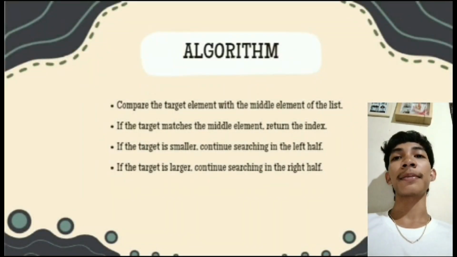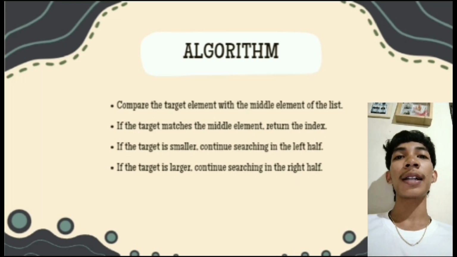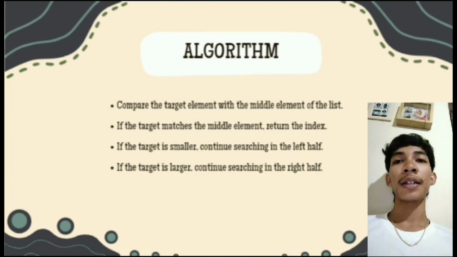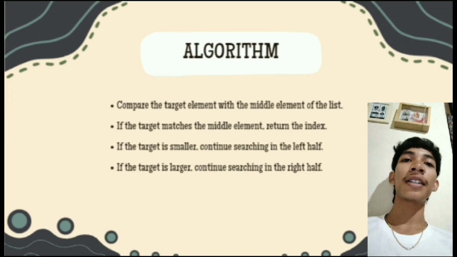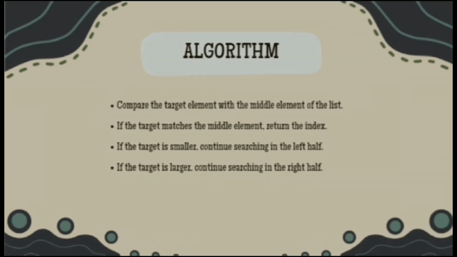Next, algorithm. Number one, compare the target element with the middle element of the list. Second, if the target matches the middle element, return the index. Third, if the target is smaller, continue searching in the left half. Fourth, if the target is larger, continue searching in the right half.